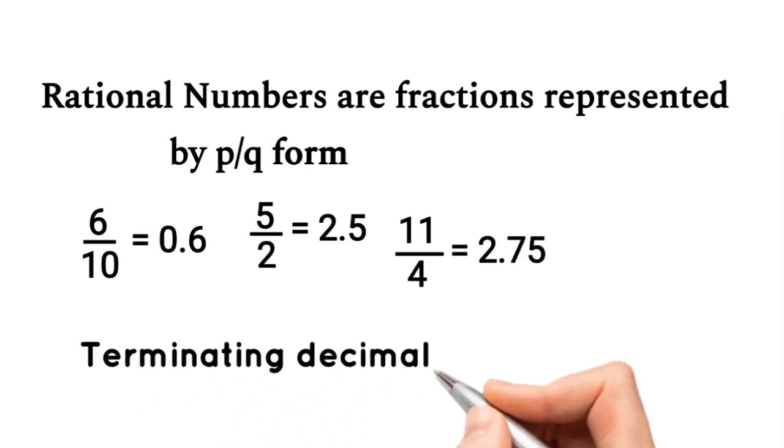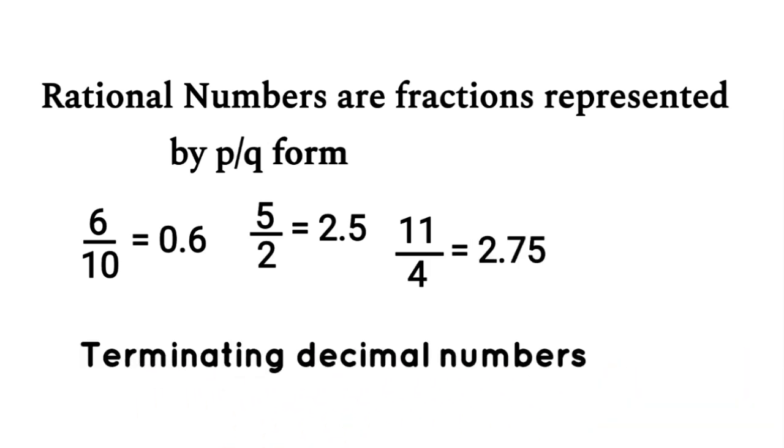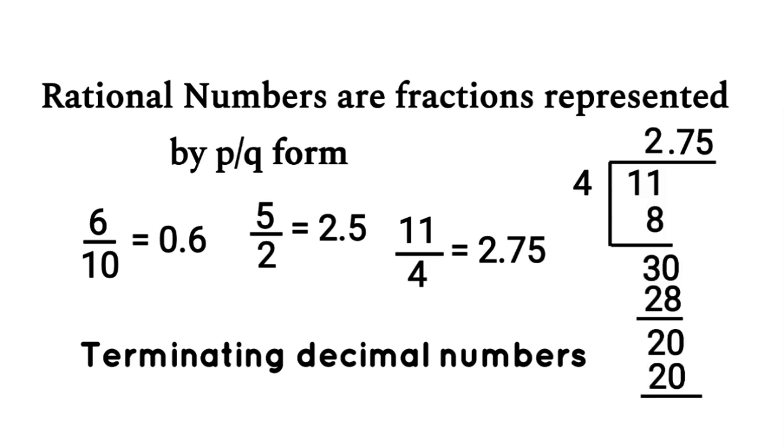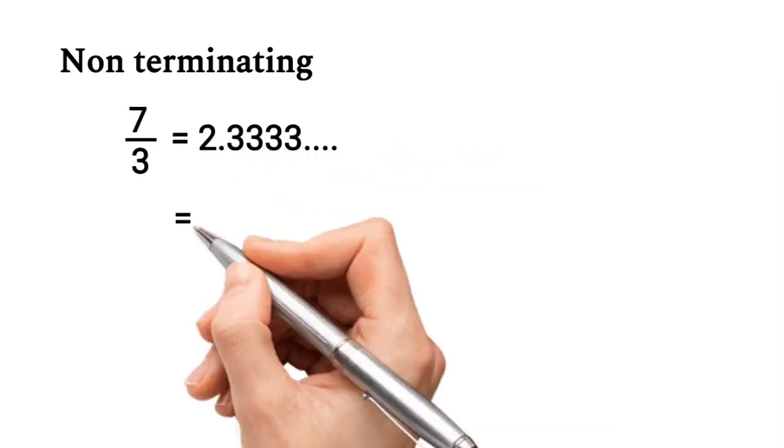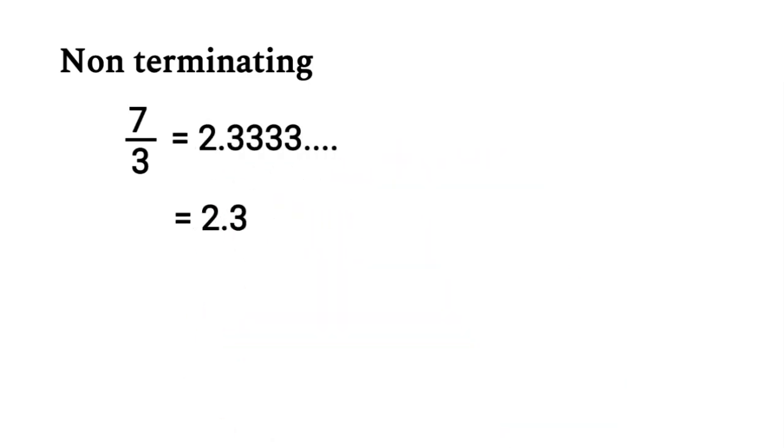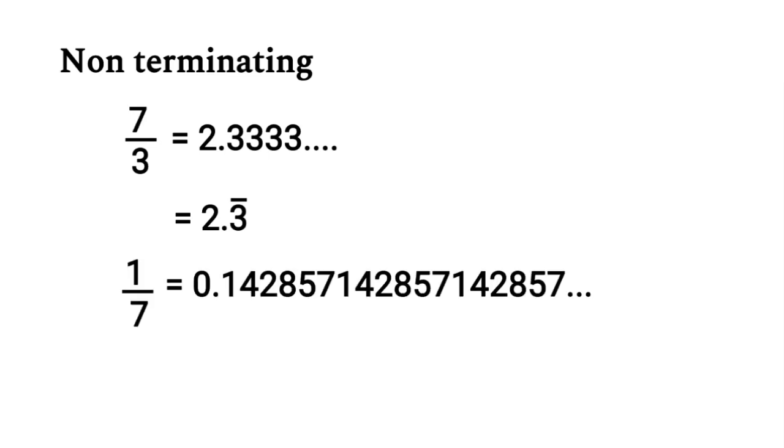That is, the decimal digits stop or terminate after a point, because on dividing by the denominator, the remainder is 0. But there are other fractions which on dividing don't terminate. For example, 7 by 3 is 2.3333, and it just goes on. So we write it as 2.3, with a line on top to represent that the digit 3 is recurring, which means repeating. Let's take another example, 1 by 7.